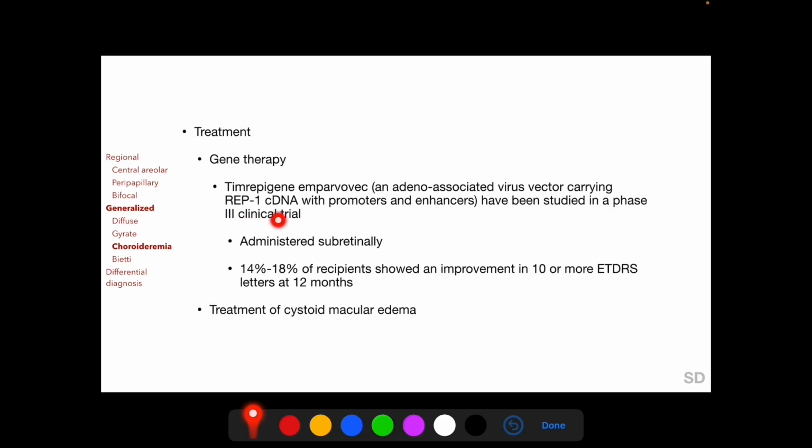A phase 3 clinical trial has been conducted for gene therapy in choroideremia, and 14 to 18% of recipients in this trial showed an improvement of 10 or more ETDRS letters at 12 months.